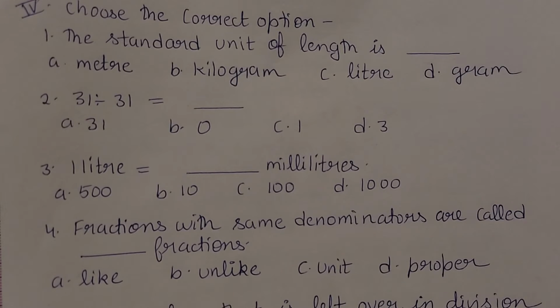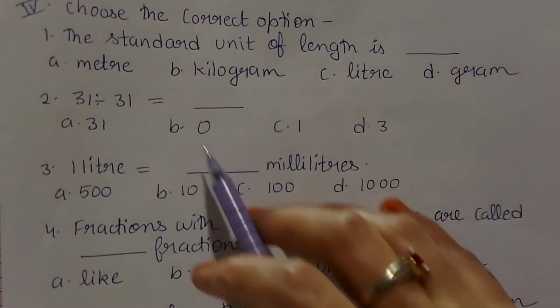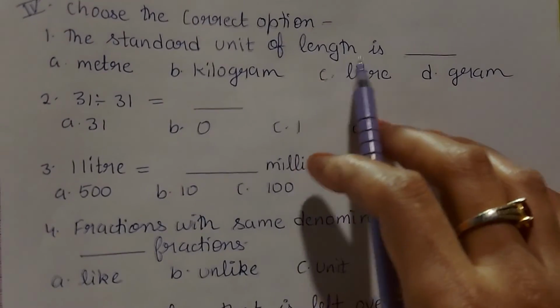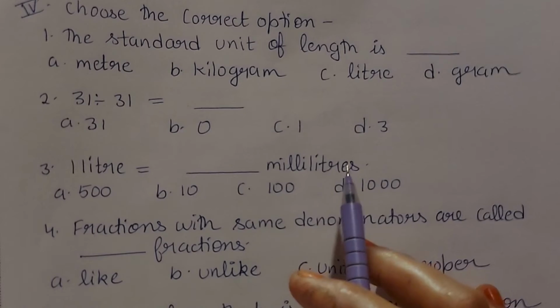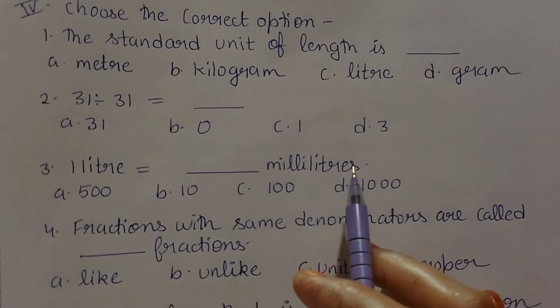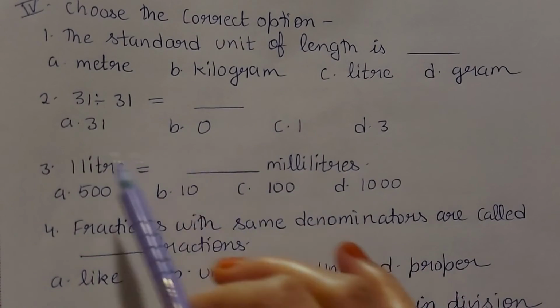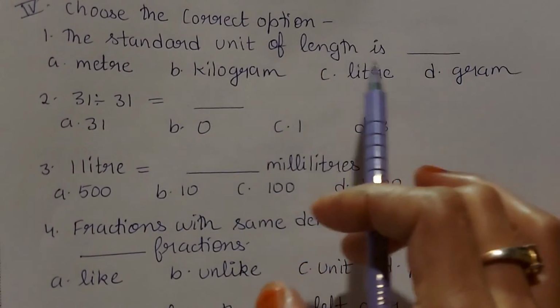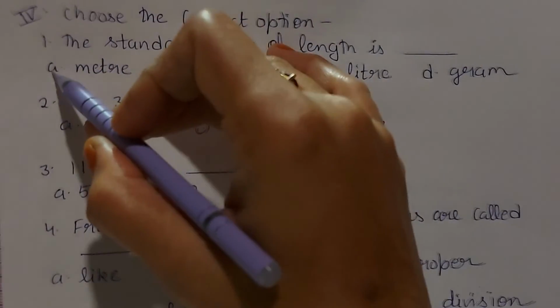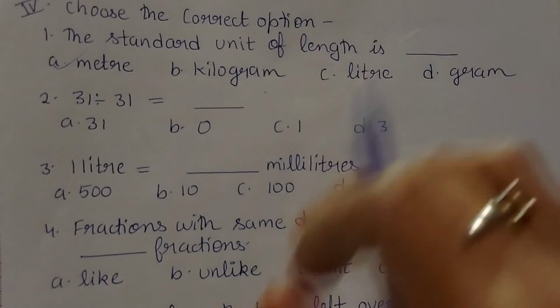Now next question is, choose the correct option. So this is a multiple choice question, and this will have 4 options, and out of these 4 we have to pick the correct one. Okay, and write in the space provided. So first is, the standard unit of length is, so when we have to measure the length, which unit we will use. So options are meter, kilogram, liter, gram, and the correct answer is meter. So we'll write down meter in the space provided.